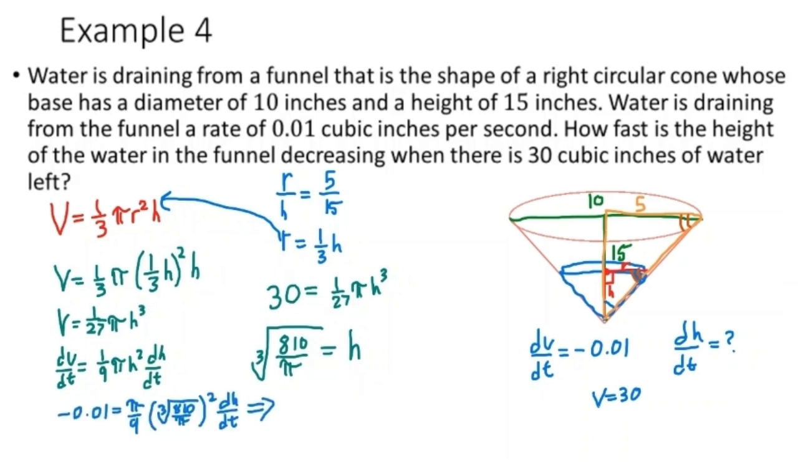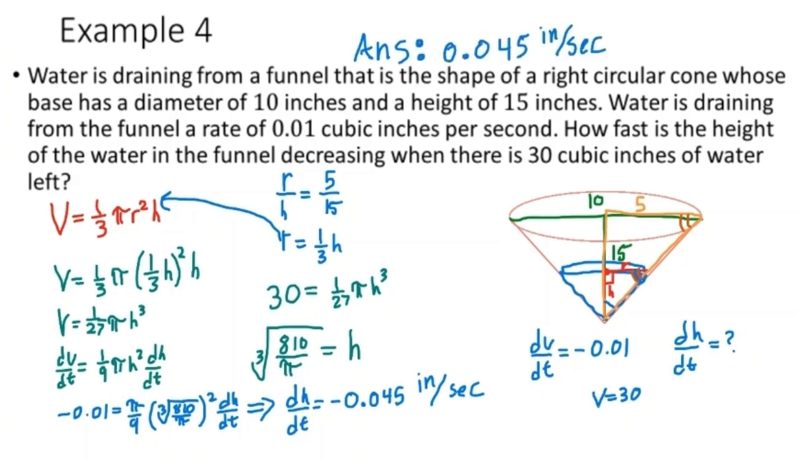We have the equation negative 0.01 equals pi over 9 times the cube root of 810 over pi, squared, times dh/dt. Divide both sides by what's being multiplied to dh/dt, and we get that dh/dt is approximately negative 0.045. As for units, it would be inches per second. So to answer the question, which we'll put here at the top, how fast is the water level decreasing? The decreasing already implies that the derivative should be negative, so the answer would be 0.045 inches per second.